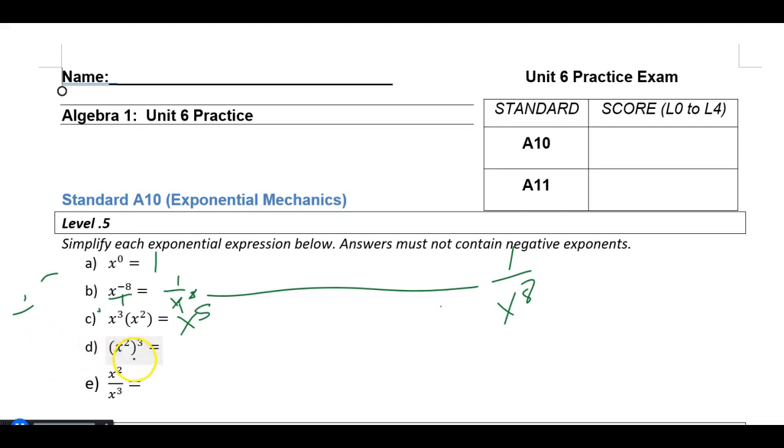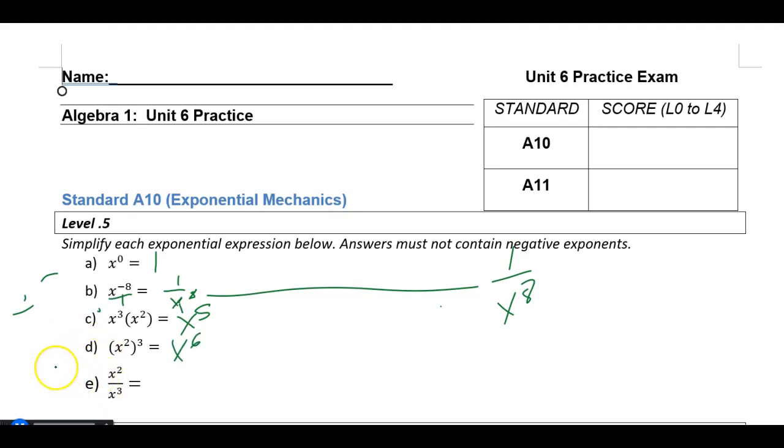Alright, D is a power rule, not to be confused with product. See how product has 2 bases, 2 x's, and the power only has 1, with an exponent to another exponent. So a power to a power. This says you have 3 chunks of 2 x's each, so you have 6 x's.